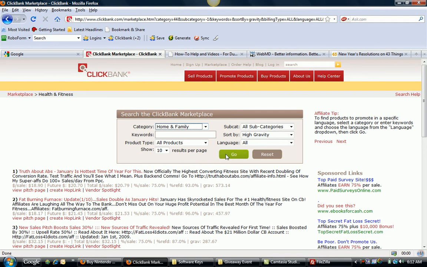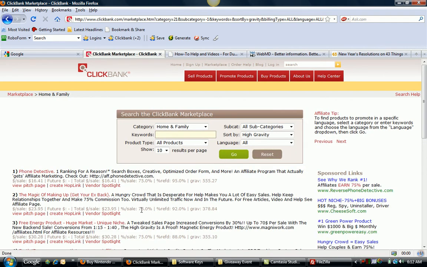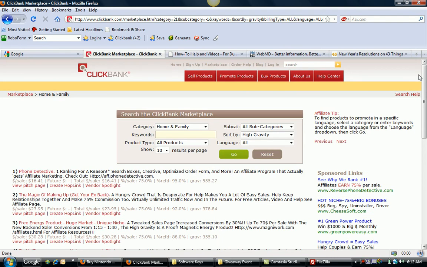You've got even a home and family category that you can do this with. So you can kind of see things like the magic of making up, getting back with your ex. That's popular. People want to know how to do those kinds of things as well. Green energy, that kind of stuff also. So different niche markets where you can basically help people solve problems.